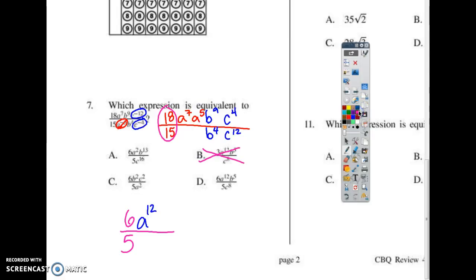What do I do with these B's? Subtract them. Which one has the most, top or bottom? The top. By how many? By 5. So it's B to the 5th power.